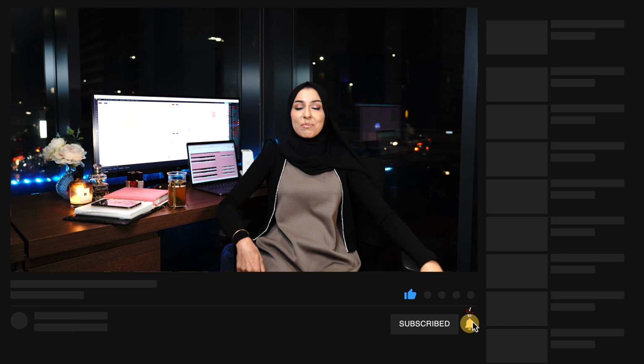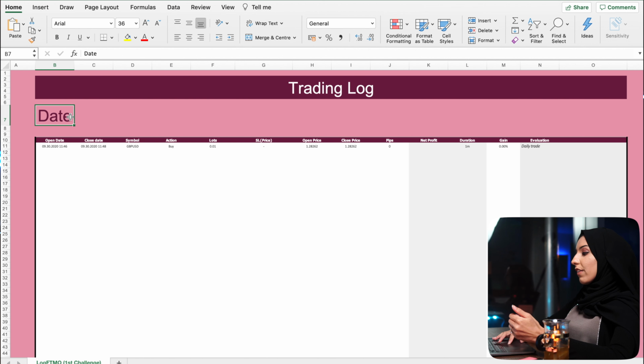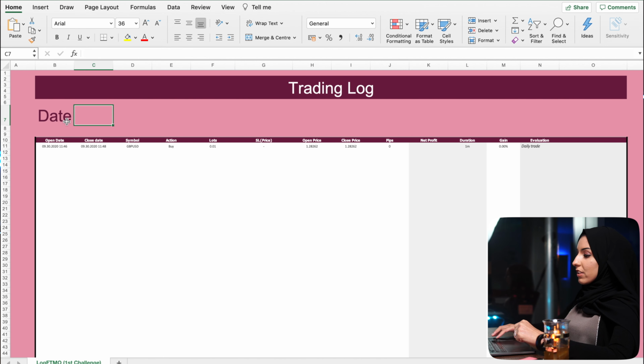What I'm going to do now is quickly jump on the computer and run through how to use the journal. So let's get into the journal now. Once you've opened up the trading log, the first thing that you'll see here is this page. The first section that you want to focus on is the date section. So just put in the trading week, the start date of the week and the finish date of the week.